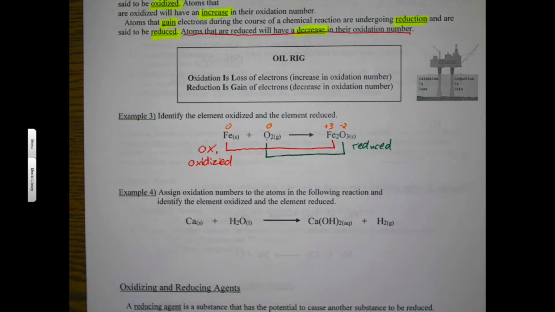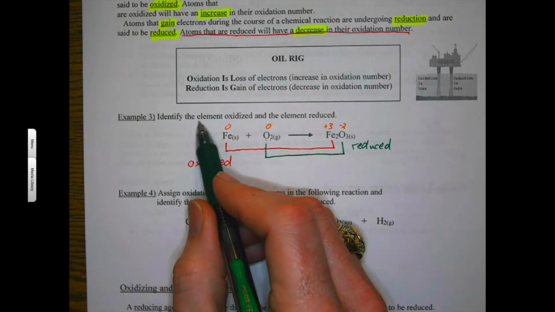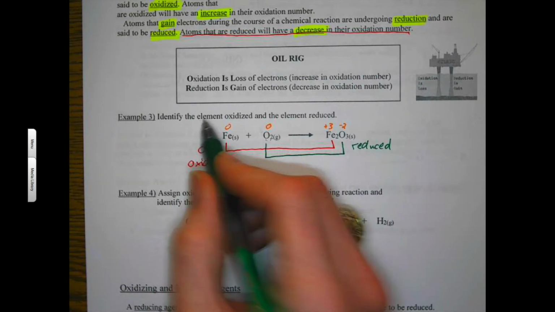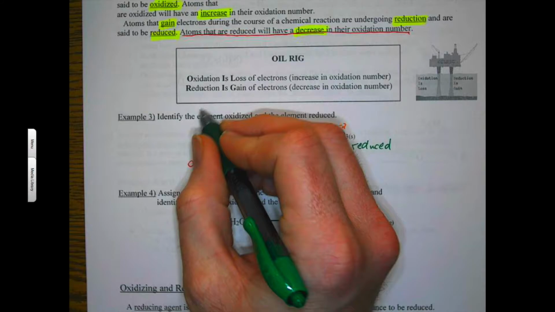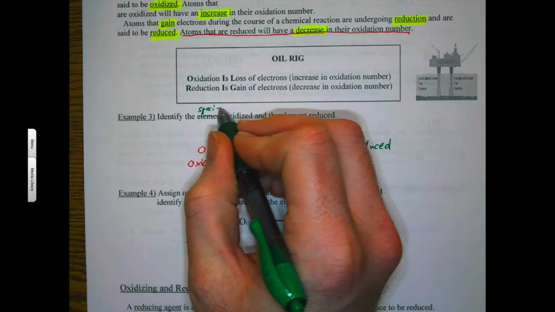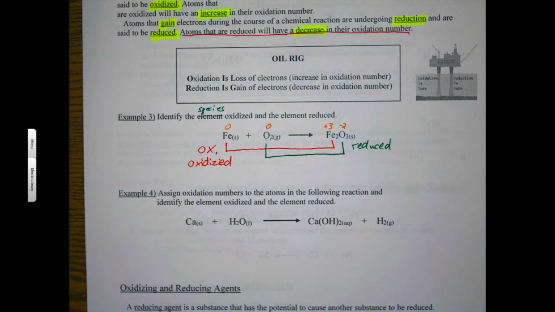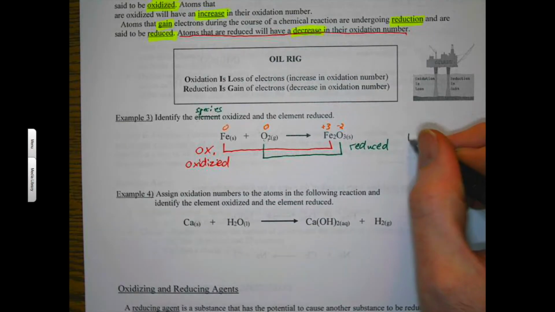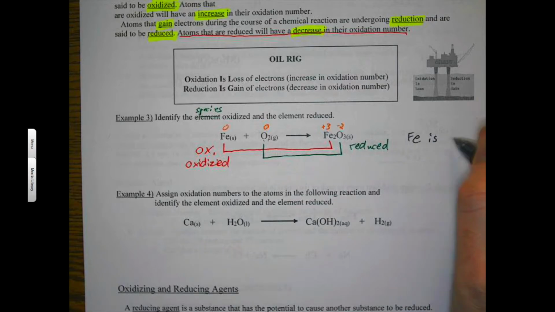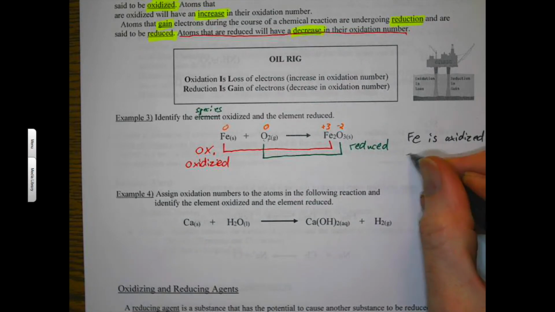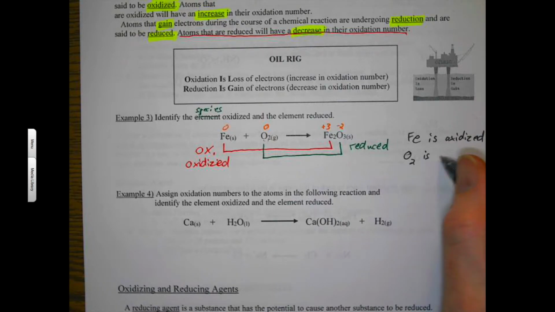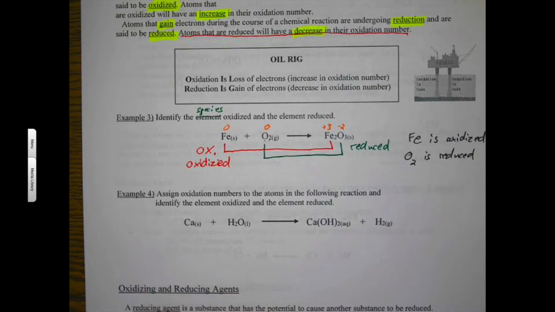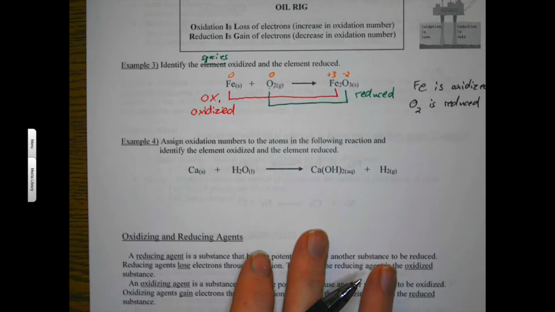Now the species, let's see, this one says the element. So sometimes it'll say the species. That could mean something else. So iron is oxidized. Now O2 is reduced. The species is talking about the actual whole molecule itself. So maybe we'll get to that in a second.